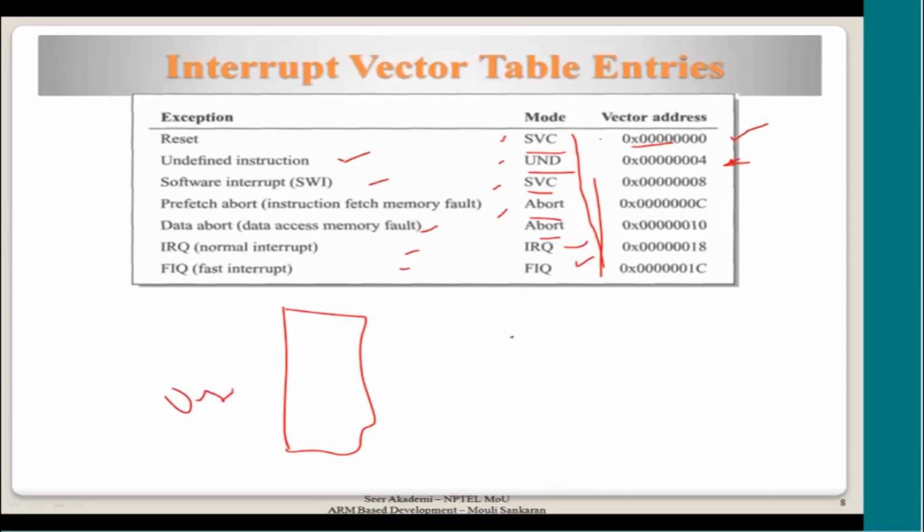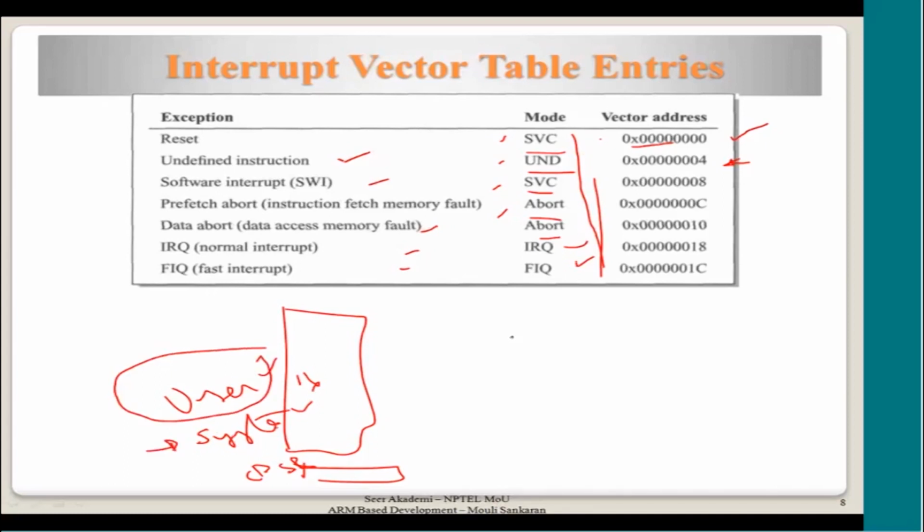You know that there is a user mode and system mode. There are 16 registers and then you have a CPSR, correct? These are all accessed by the system mode or user mode. User mode is the lowest privilege mode, and system mode is a privileged mode that can change the mode bits in the processor CPSR. By modifying this, you can change to different modes.